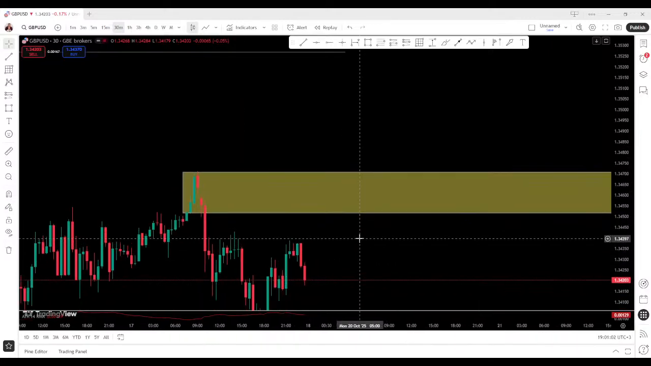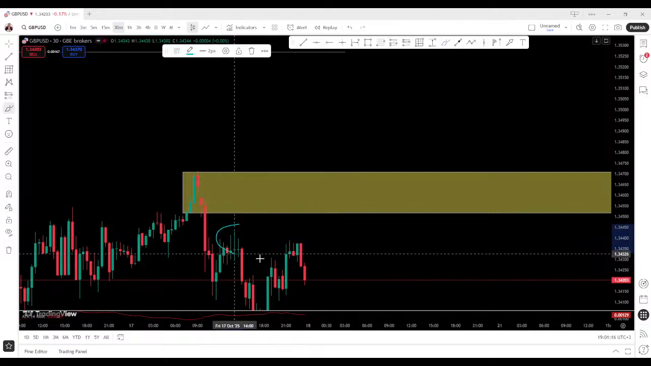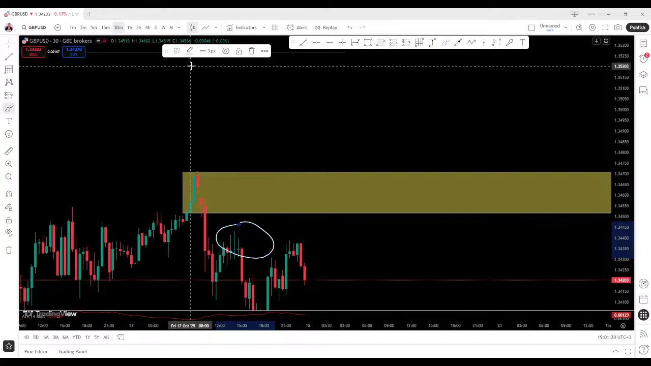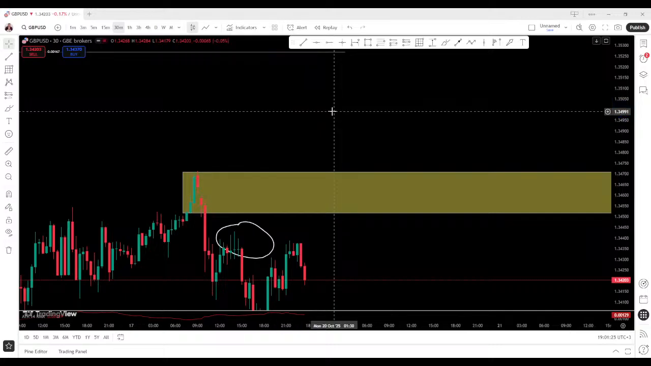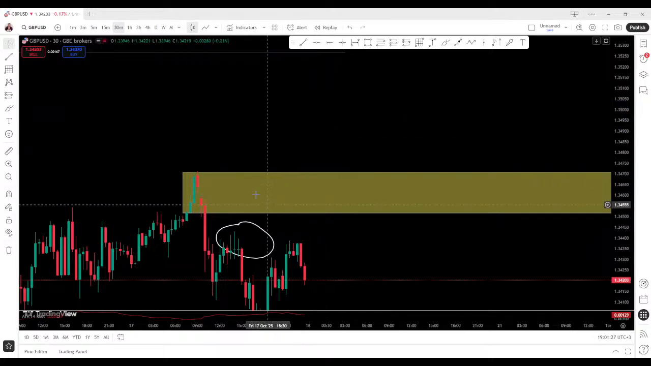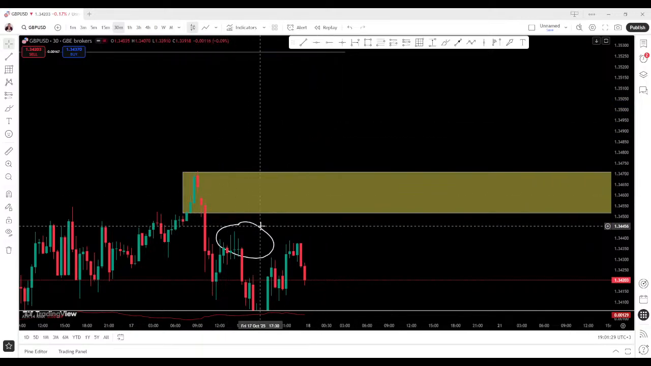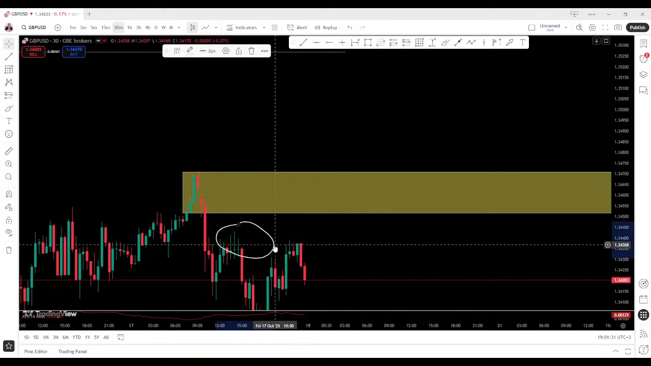And then this is important. When looking for a POI, you have to look for where the inducement is, or where the liquidity is. You see, this is already liquidity. This one, that is liquidity already. Okay, and so that liquidity must be taken out before we get a POI. That liquidity must be taken out.